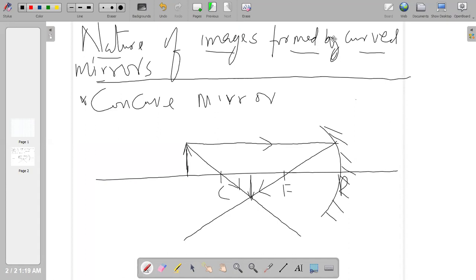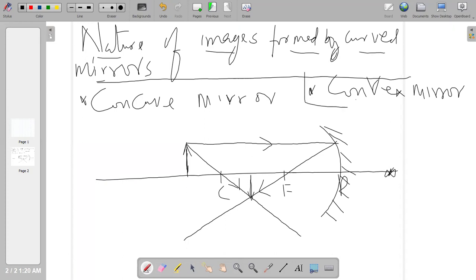Today we'll be looking at the nature of images formed by curved mirrors. Now there are two types of curved mirrors: the concave mirror and the convex mirror. To begin with, we are going to be looking at the nature of images formed by concave mirrors using a ray diagram. This diagram here is called a ray diagram.